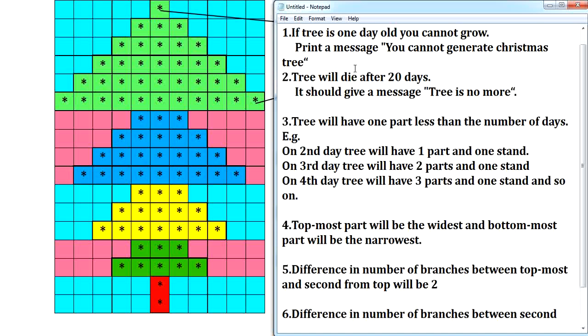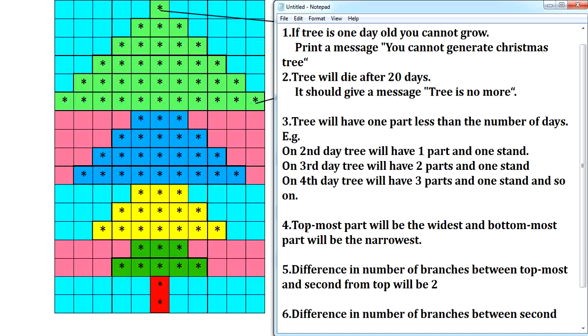Now let us move on to the third rule they have given. The tree will have one part less than the number of days. If your number of days is 2, how many parts is the tree going to have? 1 part. If the number of days is 3, the tree is going to have 2 parts. If it is 4, the number of parts is going to be 3. Here the number of days is 5. So how many parts do we have? 1, 2, 3, 4. So the number of parts is 1 less than the given days. This is your third condition.